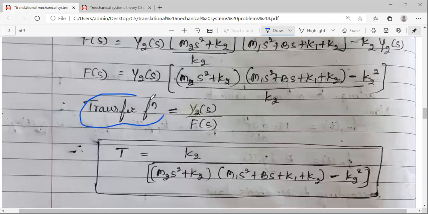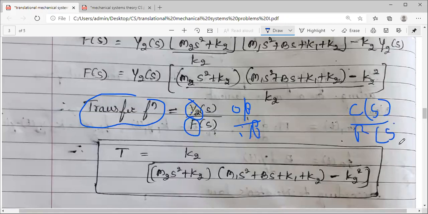Let me just show you. I have taken a transfer function ratio y2 by F. The transfer function is the ratio of output by input, right? We have seen in the open loop and closed loop, C of S by R of S will give you the transfer function. C is your controlled output, R is your reference input. So output by input will give you the transfer function.